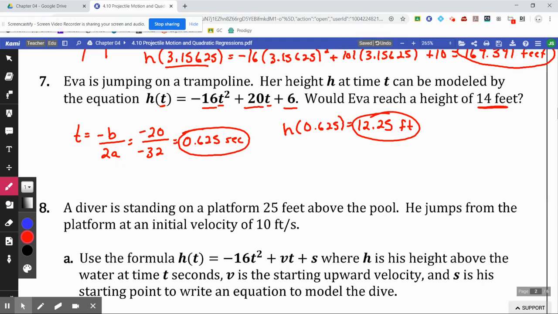Now, the other way you could have done that is you could have said, okay, take out the h of t and plug in a 14. And you could have solved that equation. And if you would have tried to solve that equation, when is she going to hit a height of 14? You should have gotten no solution. There's no time when the height is equal to 14, and that's how you could have solved it that way.